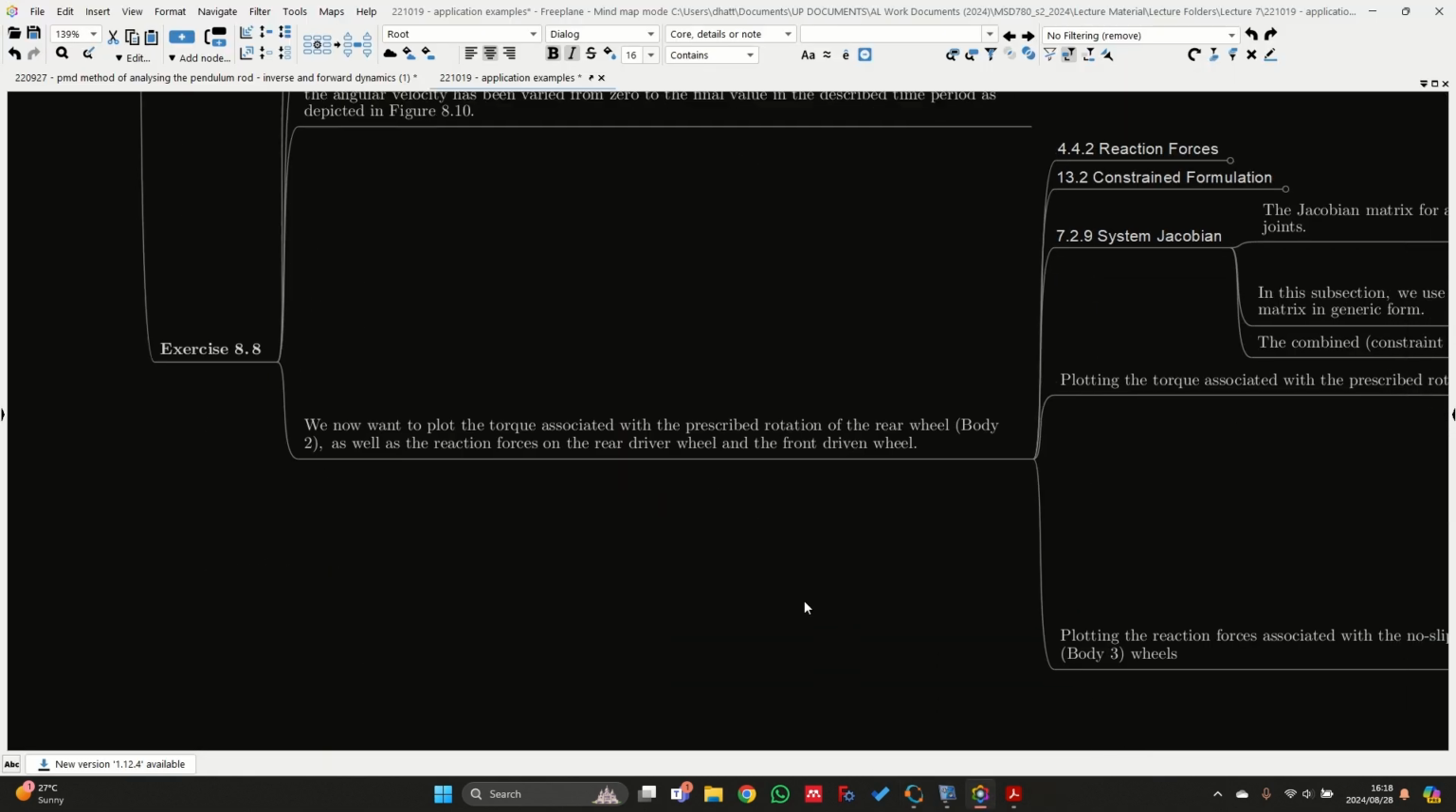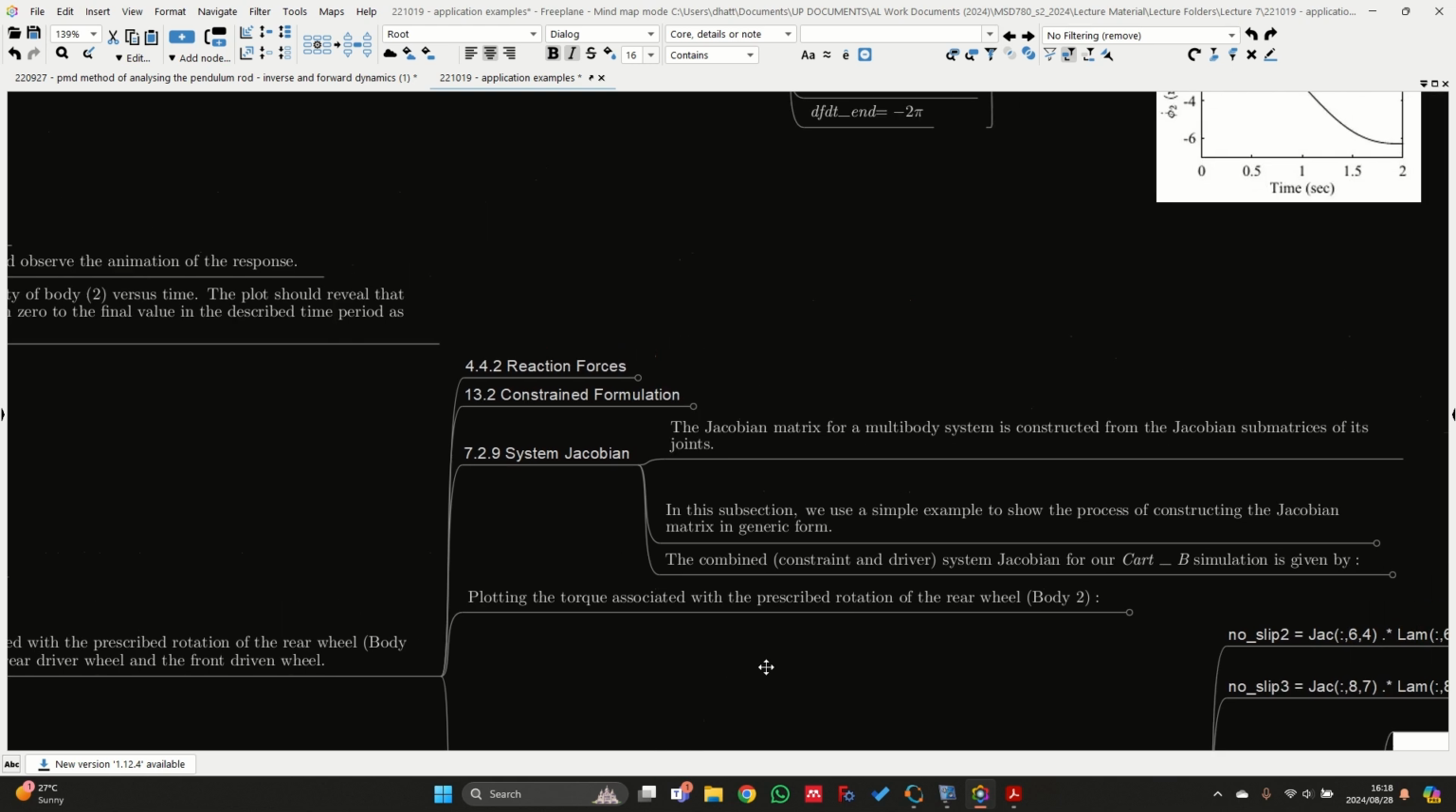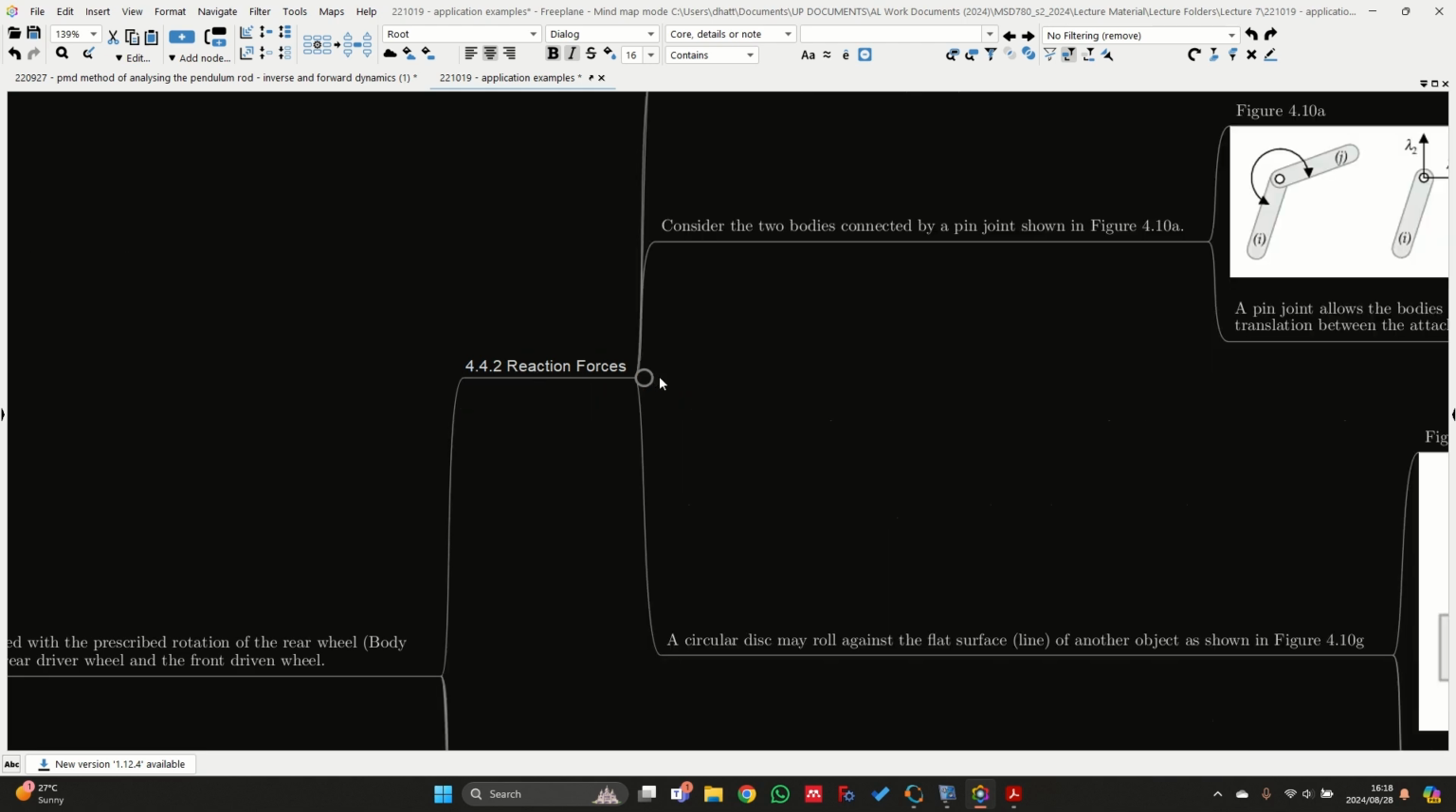Right, we now want to plot the torque associated with the prescribed rotation of the rear wheel, so body 2, as well as the reaction forces on the rear driver wheel and the front driven wheel. So let's perhaps first have a look at reaction forces, and this is now referring back to section 4.4.2 in the PMD textbook.